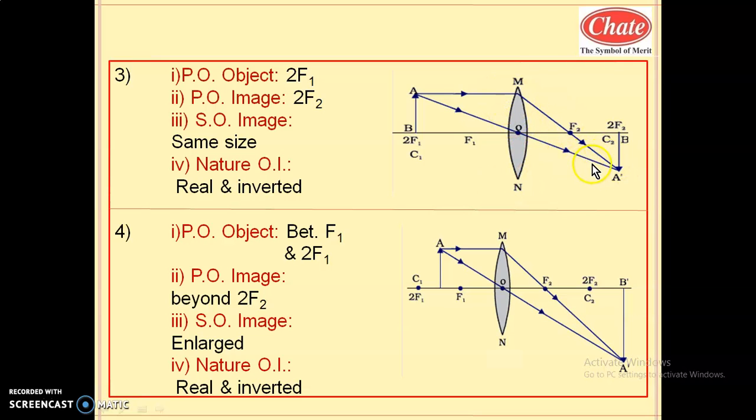The nature of image is real and inverted, because the A point you are getting on the other side, means this positive side will be going to the negative side. So it is inverted. B point remains on the same principal axis. So here also you can show the arrow. The ray which is passing through the optical center passes without deviation. We will continue the next 3 cases in the next part.